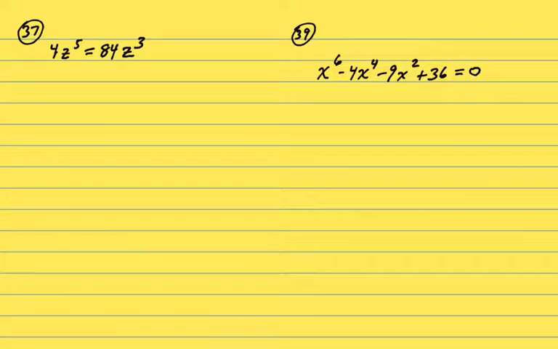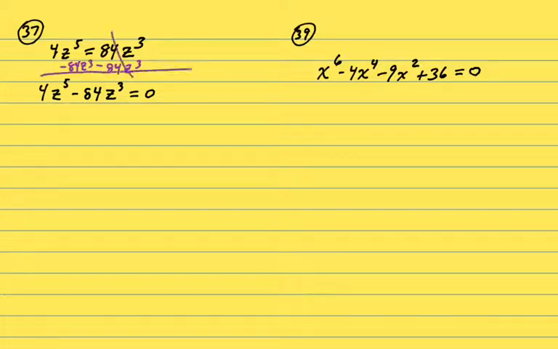Okay, after 35, I was also asked 37, another equation. To make it equal 0, you have to move something over. So I'm going to subtract the 84z to the third to the left-hand side, making it equal 0. Basically, I subtracted 84z to the third from both sides. Now, you have to make it equal 0 to solve. What can I factor out of both of these? A 4, because 4 divides into 4 and 4 divides into 84.